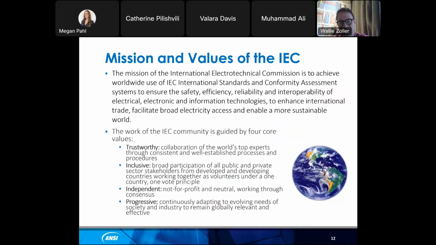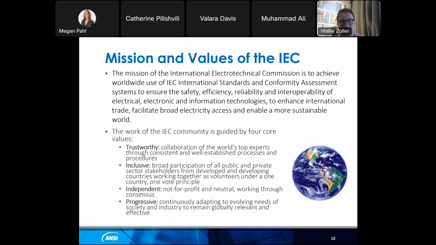The mission and values of the IEC is to achieve worldwide use of these standards. And the worldwide use of these standards is critical to ensuring that there is safety, efficiency, reliability, and interoperability of this electronic equipment, while also allowing companies to create differentiation within their products. But first and foremost are these ideas of safety, efficiency, and reliability, so that we can all buy these products, whether it's the charger for our phone, all the way up to industrial equipment, and ensure ourselves that we're working and operating in a safe environment.